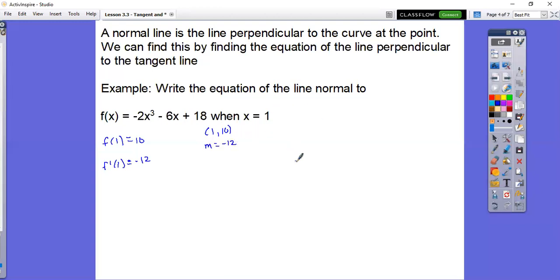So then if I want to write the equation of the normal line, I write in point slope form, I've got y minus 10. The slope would just be the opposite reciprocal of the tangent line, because that's how I can tell they're perpendicular. They have opposite reciprocal slopes. So this would be y minus 10 equals 1/12 (x minus 1). And that would be my equation of my normal line.